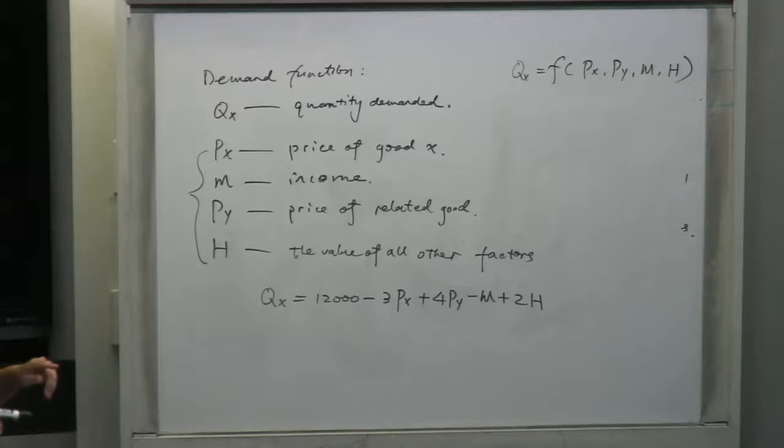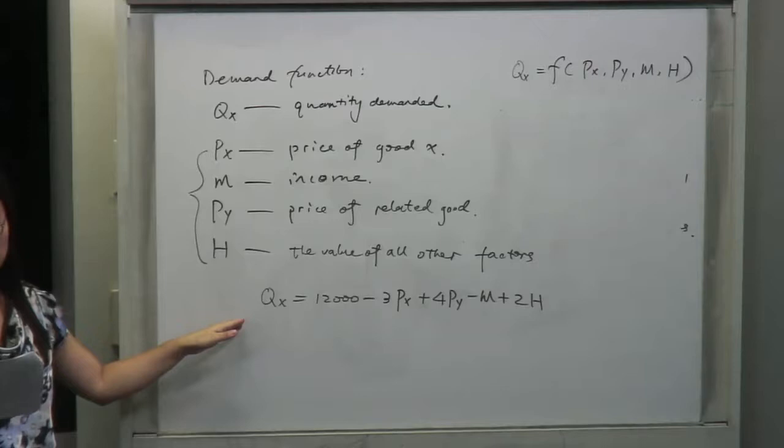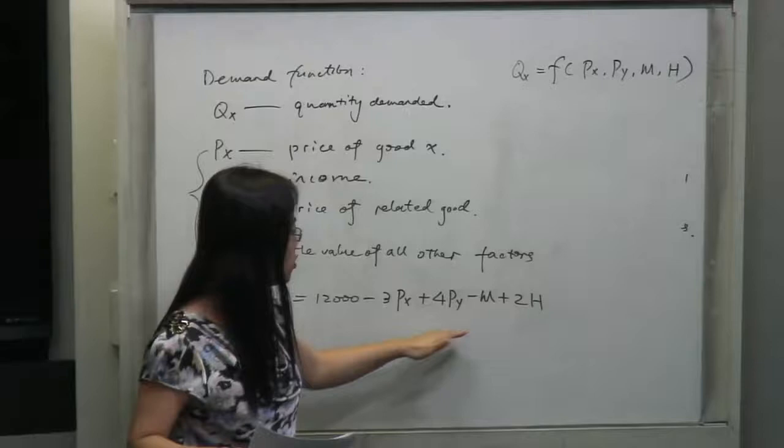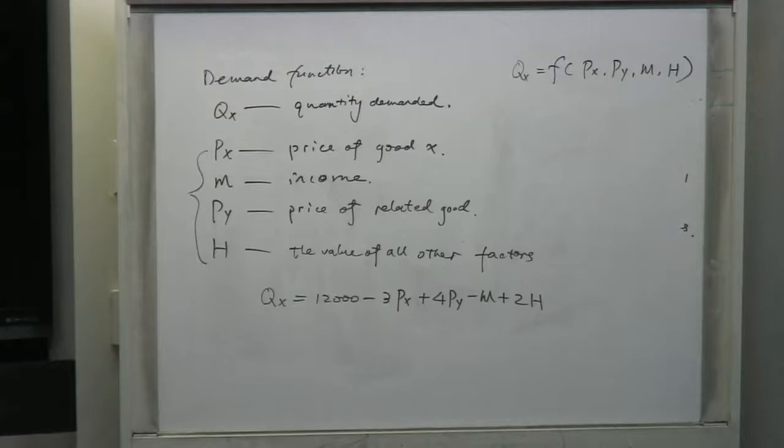Economists have done their job. They figure out the relationship between the quantity demanded and all these four variables, and the relationship is like this. You are the manager of this store, of this business, and your job is to utilize this given relationship to decide whether you should raise the price or raise the advertisement expenditure.